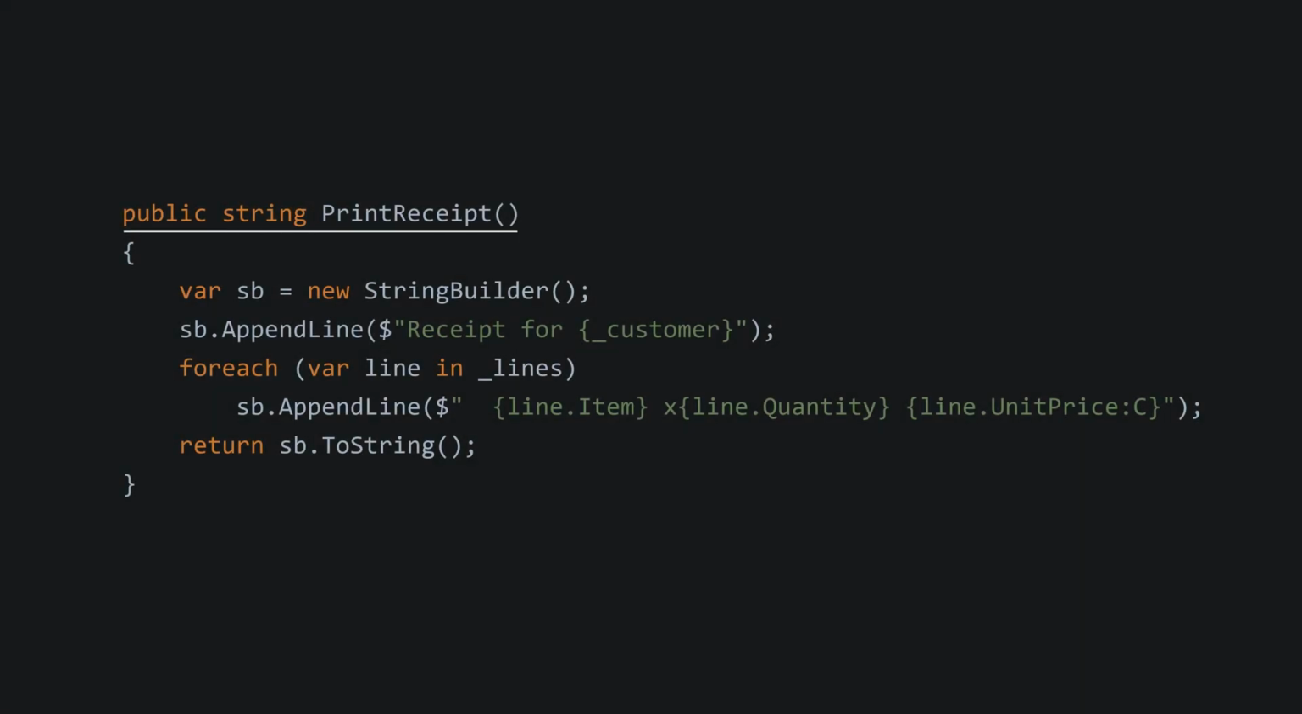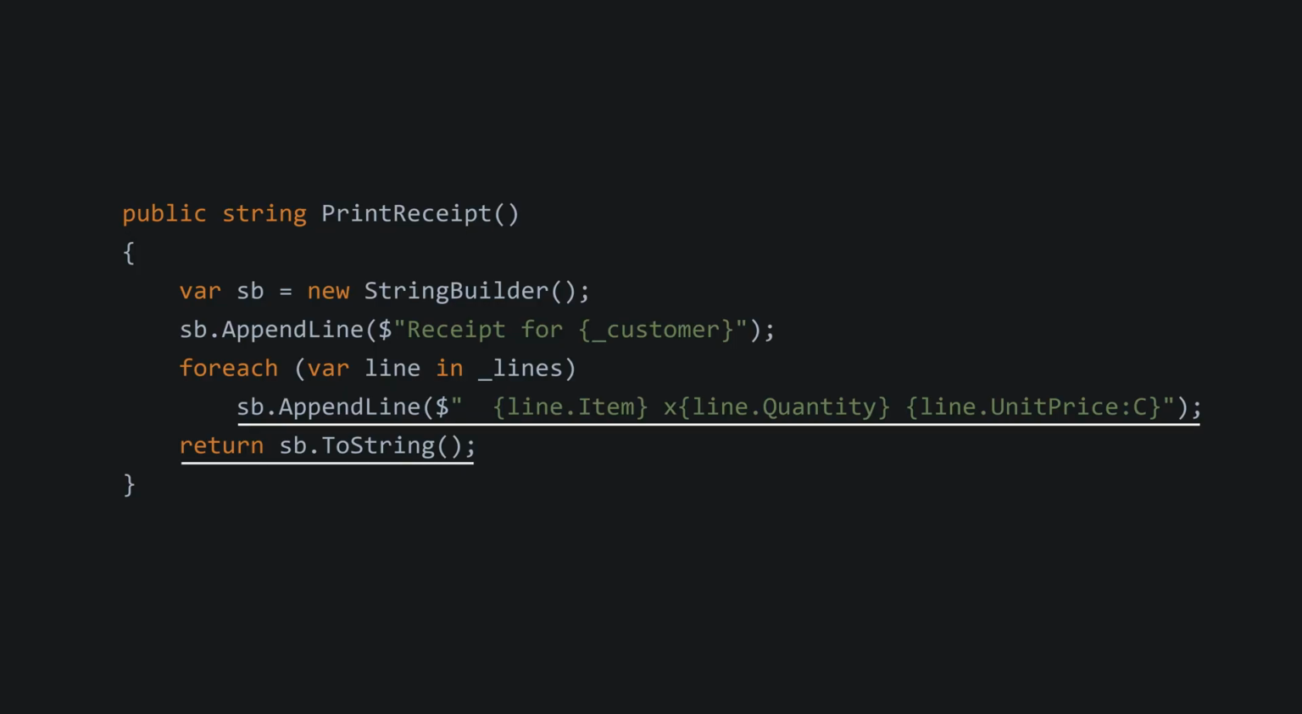Print receipt formats the same order lines into a string laid out for a printer. Item, quantity, price, a line per row, a total at the bottom. This has nothing to do with tax math. It is about how the paper looks.